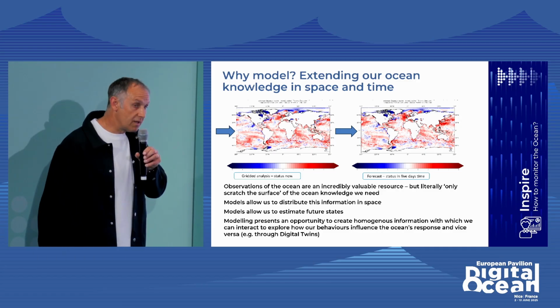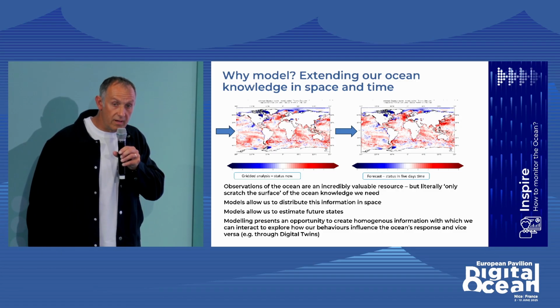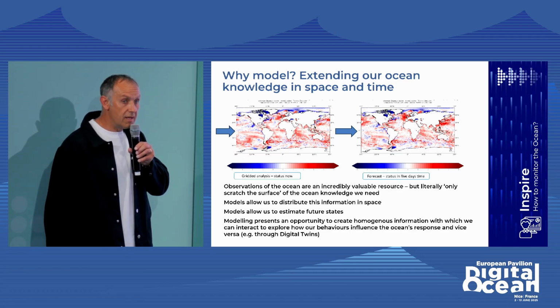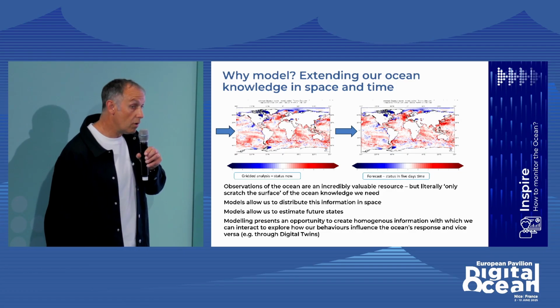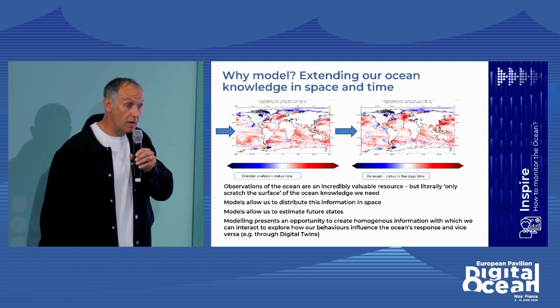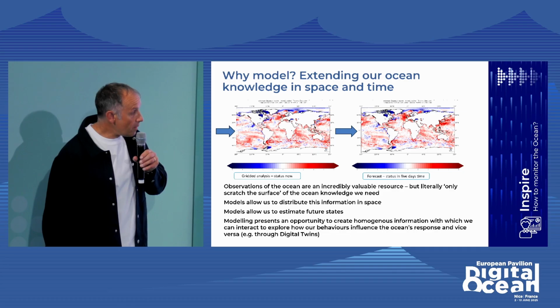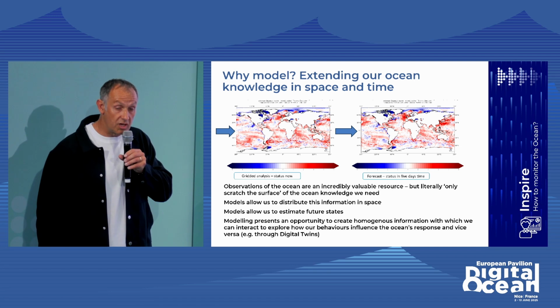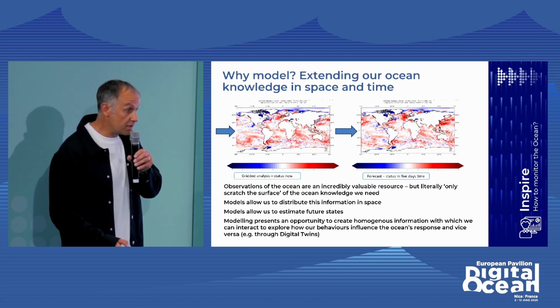And so what modeling's bringing us is that ability to create a homogeneous data set, a gridded data set that's really easy to work with and interoperable, and can be put into systems for decision making, so for example digital twins, that allow us to then play with the information and understand how the ocean changes or how our changes to the ocean will affect things and decisions that we make.